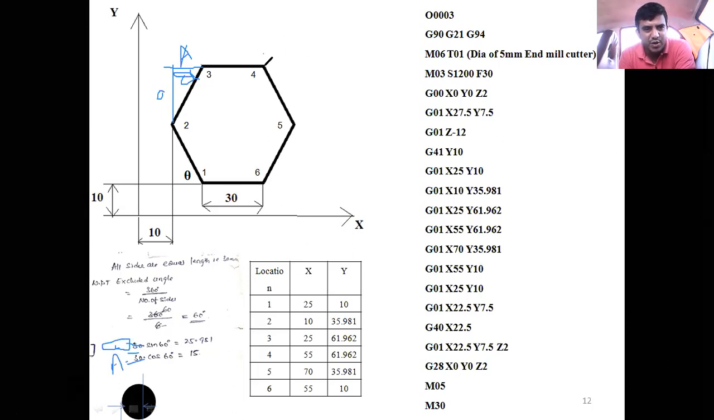Similarly, tell me what is the coordinate for location number 4? The x value of 4 and 6 coincide here. How much? 10 plus 15, 25, plus 30, how much? The x value becomes 55. Am I right? What is the y value? The y value of 3 and 4 coincide, right? It is 61.962, right? Yes, sir. Now tell me, ma'am, for the fifth coordinate.